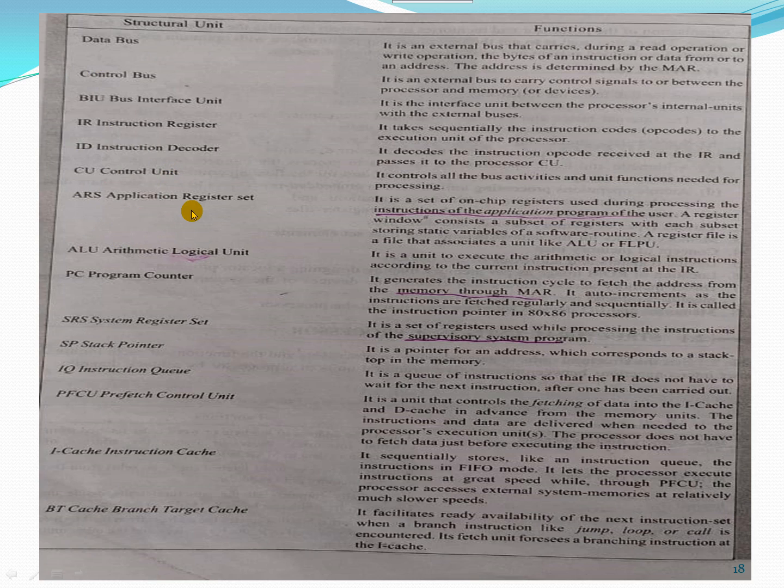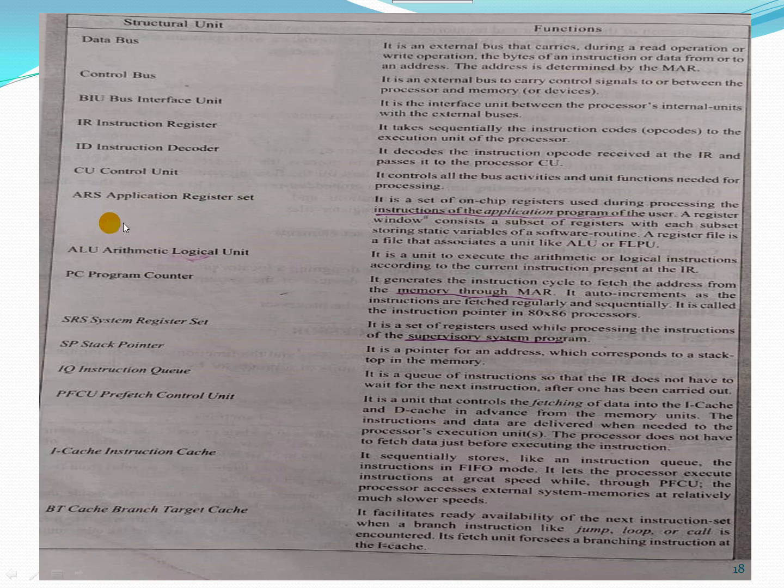Application register set. This is a register set with which very highly sophisticated microprocessors are supplied, where we will be having application-oriented registers, where our application status and the application controls can be controlled by this particular register set.